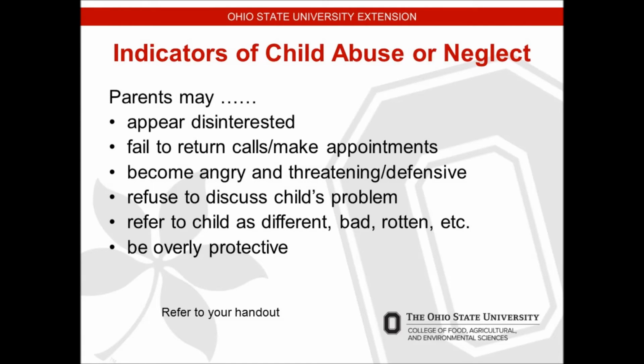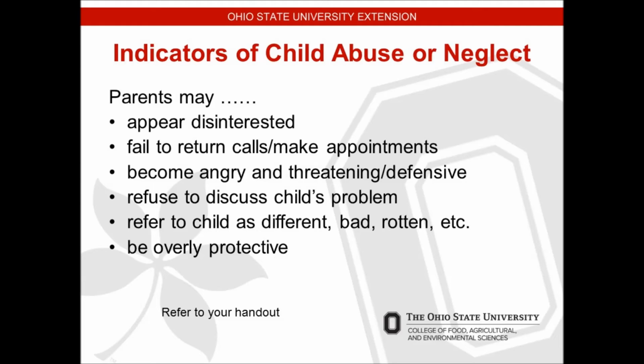Parents may use different defensive tactics when they are abusing their child or the child is being abused in the home, such as failing to return calls and make appointments because they do not want to be confronted with the concern or problem. If a parent becomes angry, it could be because they have issues with their anger and that is why the child is being abused, or they may just be trying to intimidate you.